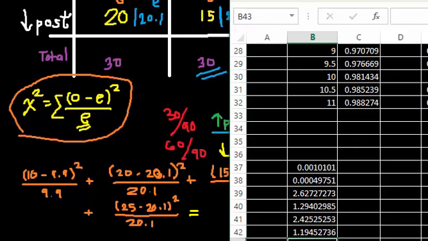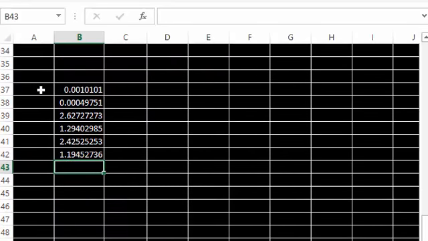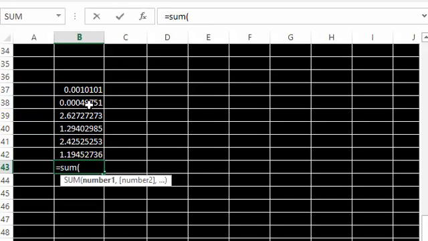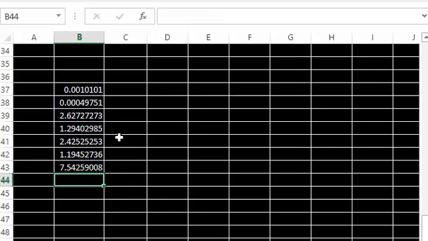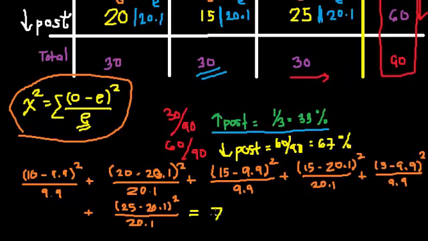Alright. So as we said, we need to add this all up. Each one is a particular chi-statistic term, but we need to sum it all up to get the chi-statistic itself. So our chi-statistic is 7.5. Let's write it. It's 7.5. Alright, now how are we going to use this value?